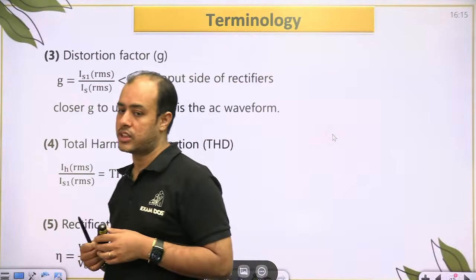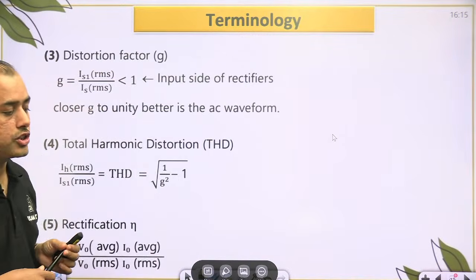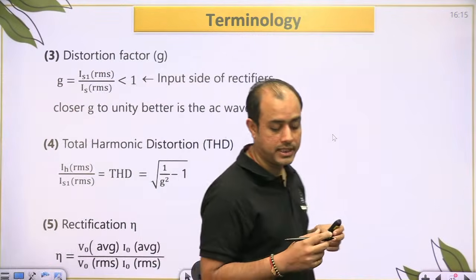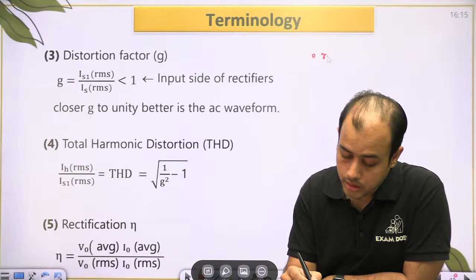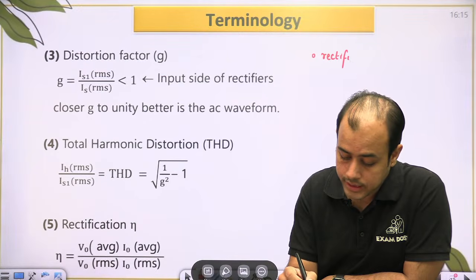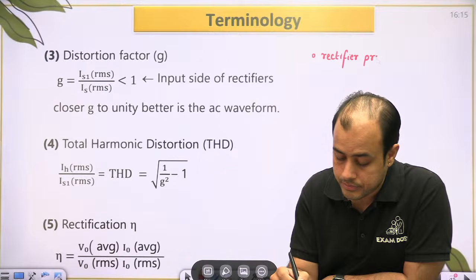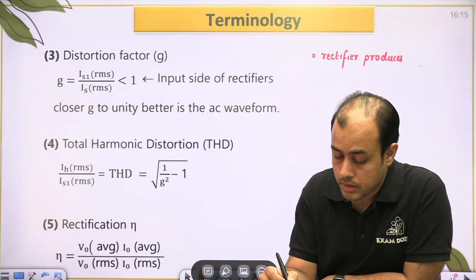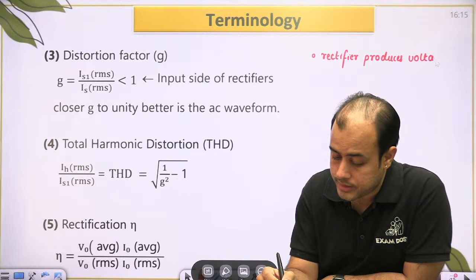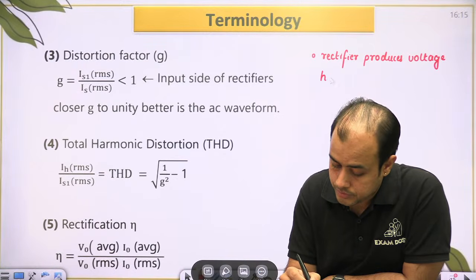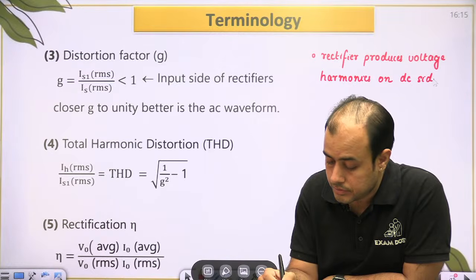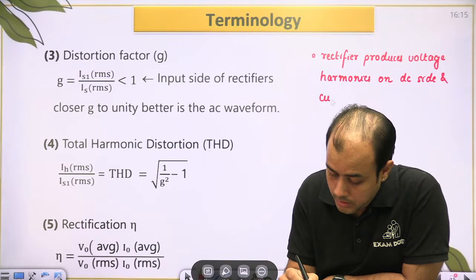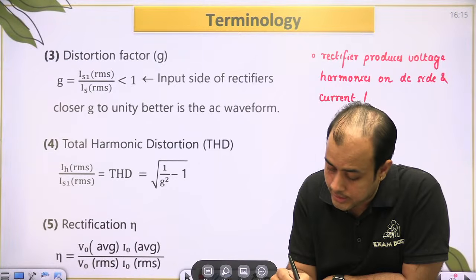Next we talk about the parameters on the AC side of the rectifier. The first parameter is the distortion factor. Now what happens, beta, whenever we talk about a rectifier, it actually produces voltage harmonics on the DC side and current harmonics on the AC side.